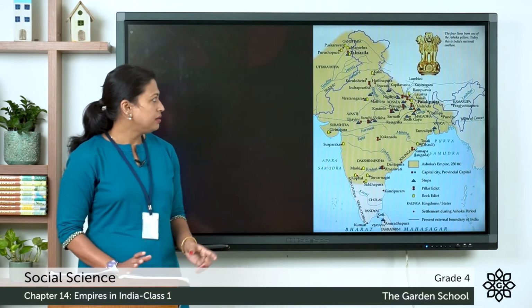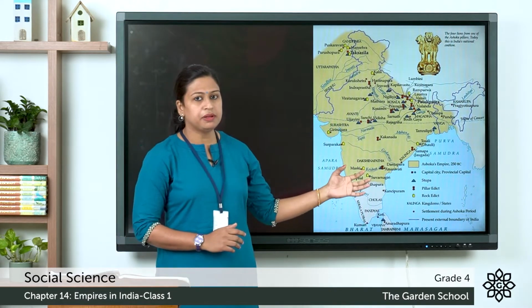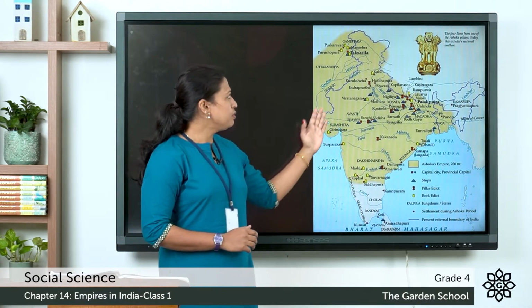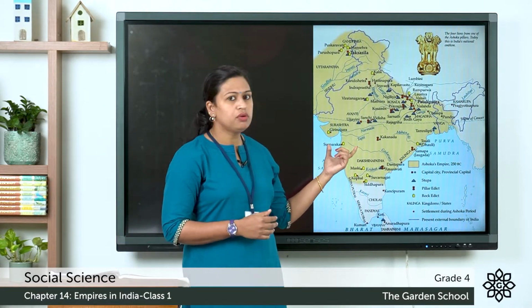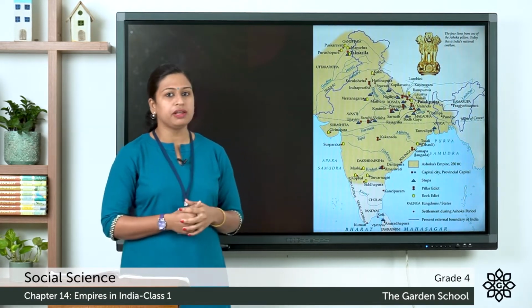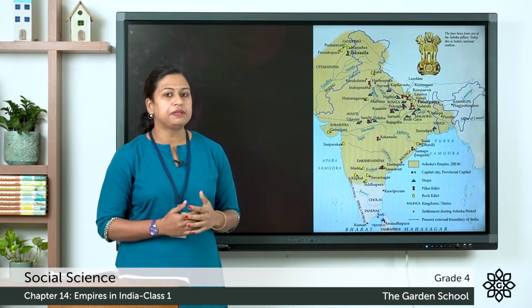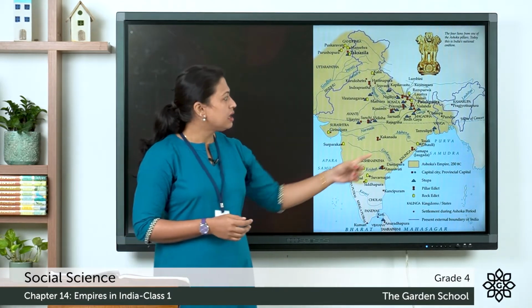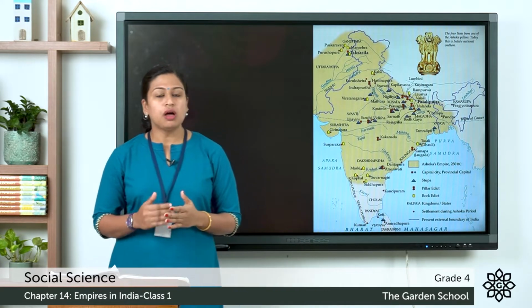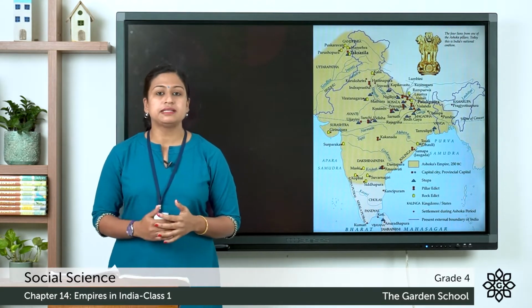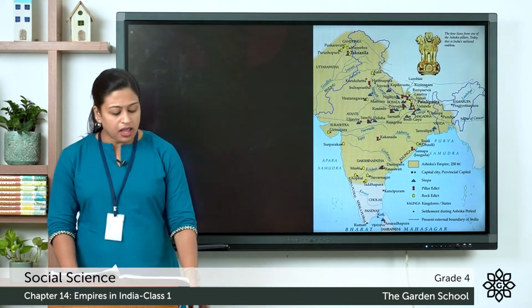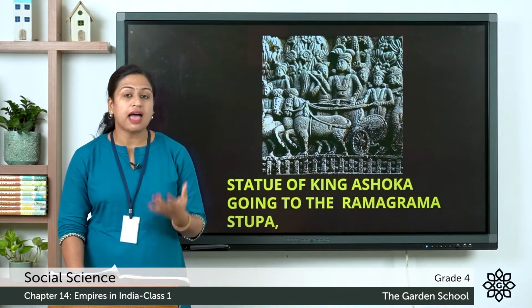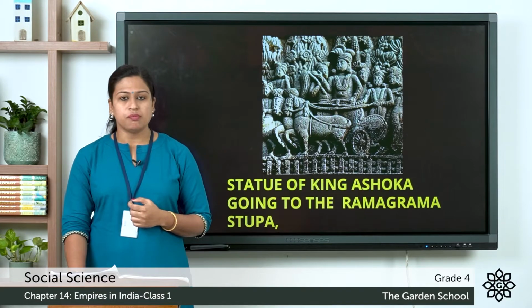And here you can see the Indian map, and the area which is in light orange color is the area which was ruled by the Mauryan Empire, and the capital of the Mauryan Empire was Pataliputra. Now it's Patna, the present day capital of Bihar state. And Ashoka was the grandson of Chandragupta Maurya.